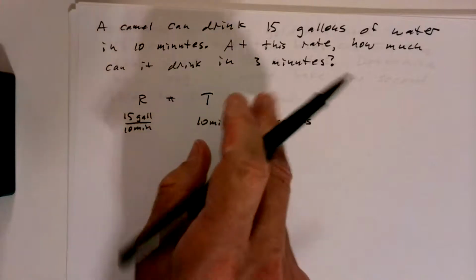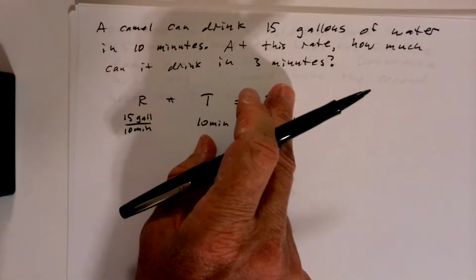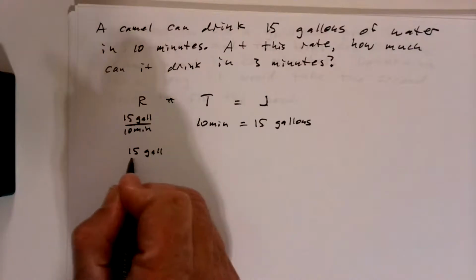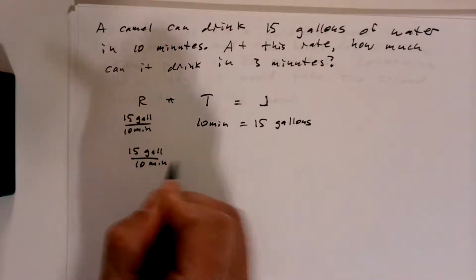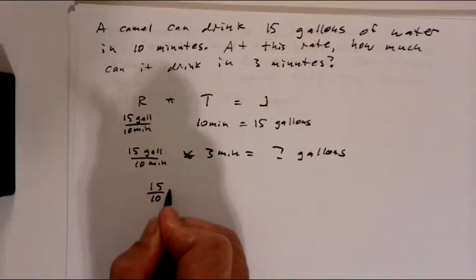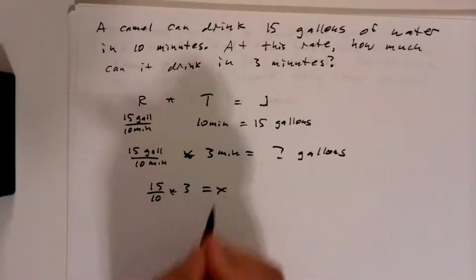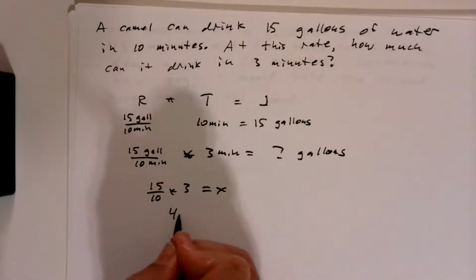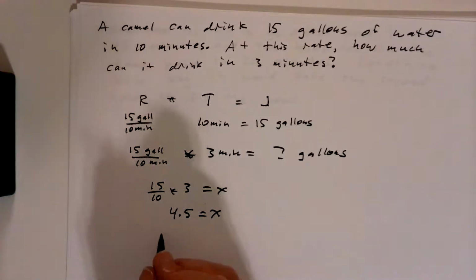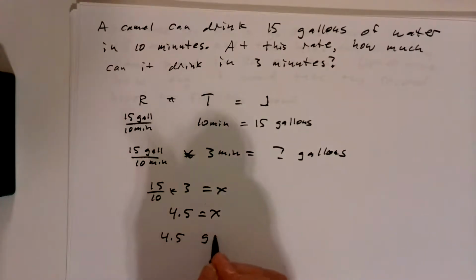So if we take that rate and say how much can he drink in 3 minutes, so we have 15 gallons in 10 minutes times 3 minutes, 15 tenths times 3 equals X, 45 tenths. 4.5 equals X. So this camel can drink 4.5 gallons in 3 minutes.